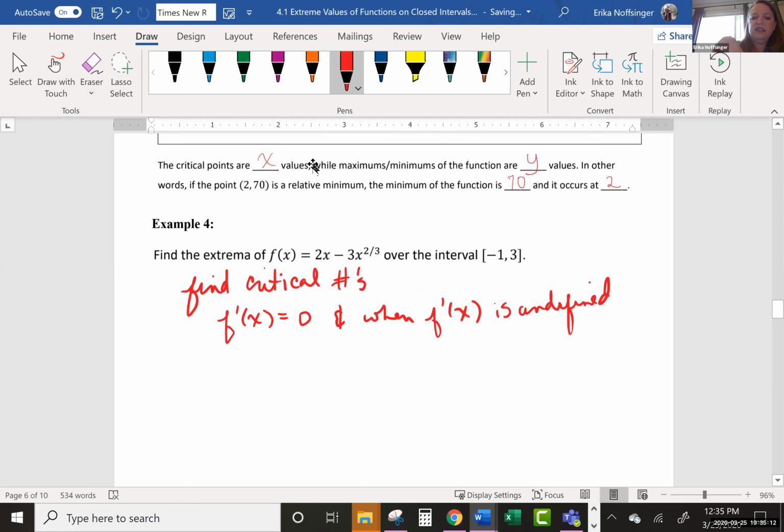And so taking the derivative, well, the derivative of 2x is just 2, minus 3 times the derivative of x to the 2/3. So bringing down our power of 2/3, subtracting 1 from our power, so 2/3 minus 3/3 is negative 1/3. And we're looking at this on the interval from -1 to 3.